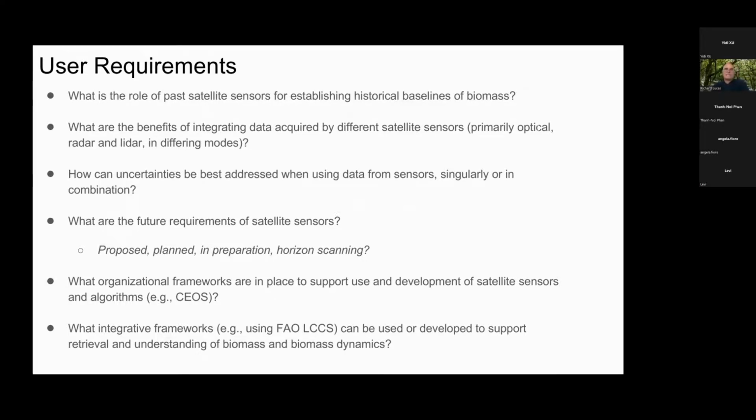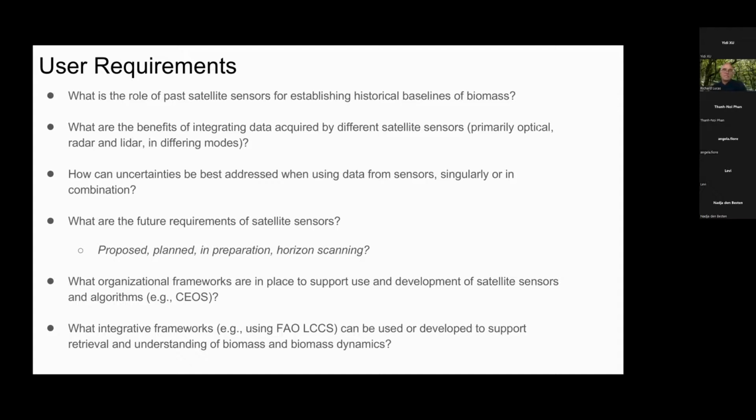So in summary, the user requirement, a thing to think about in the discussion, is: what is the role of past satellite sensors for establishing historical baselines of biomass? How far do we need to go back? And what are the benefits of integrating data acquired by these different sensors, optical, radar, and LiDAR, alone or in combination? And the differing modes. There are lots of modes, like ScanSAR, for example, as opposed to fine-beam dual.